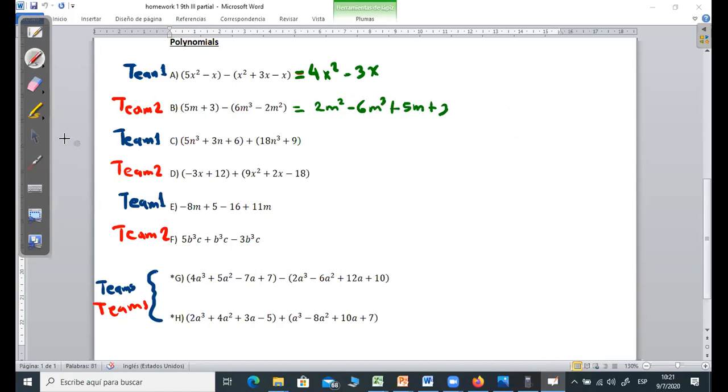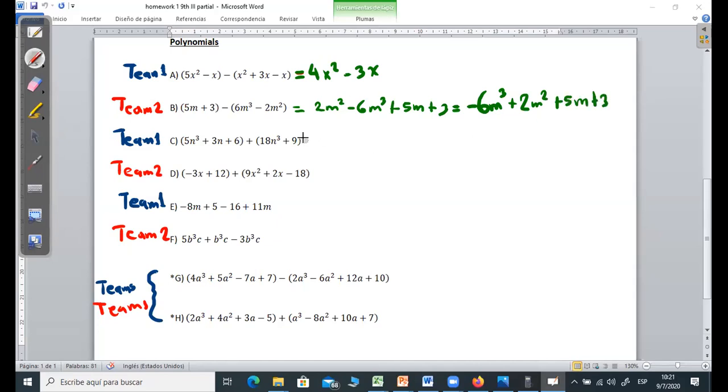It's not organized by exponent. It's not in order. Okay, it should be in order. So the best way to write this answer is negative 6m to the power of 3, because it's the greatest exponent, plus 2m to the second power. Not saying that it is wrong, just that it is in disorder, and you should write it in order every time, okay? Then it's plus 5m, plus 3.